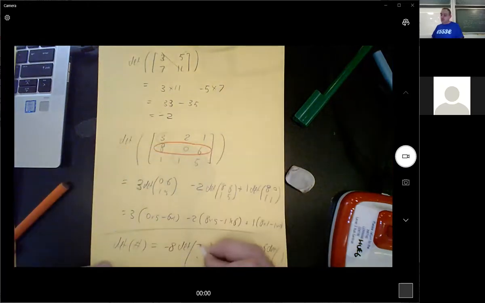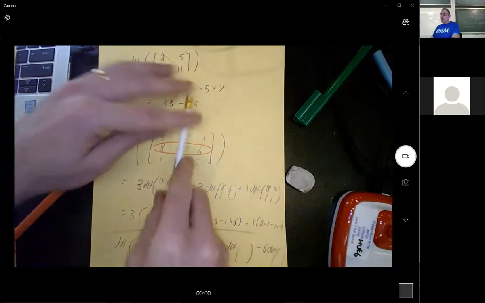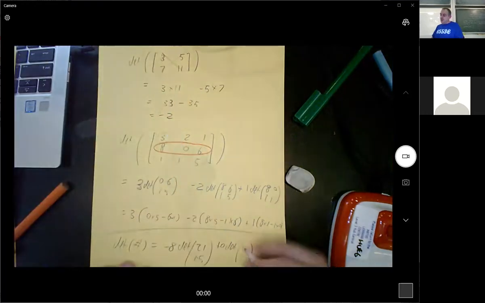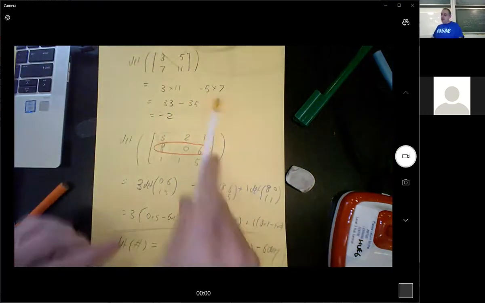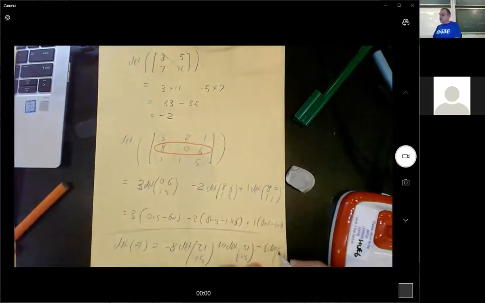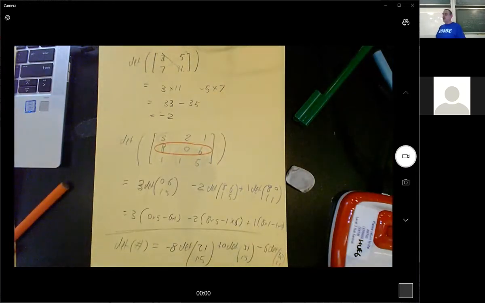So this one would be 2, 1, 1, 5. This one would be 3, 1, 1, 5. And this one would be 3, 2, 1, 1. And this one I don't need to find because it's 0 times that anyway. So what most people do when they calculate this is they try and pick the row or column that's got the most zeros in it, because it means you get the least amount of work at the end.